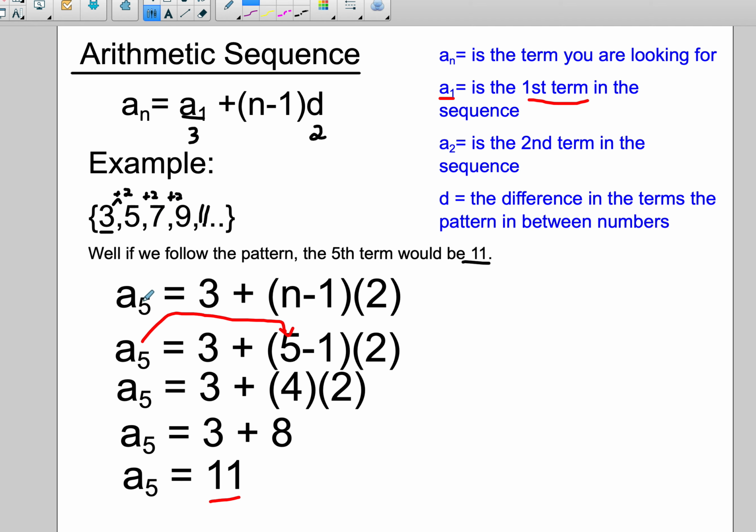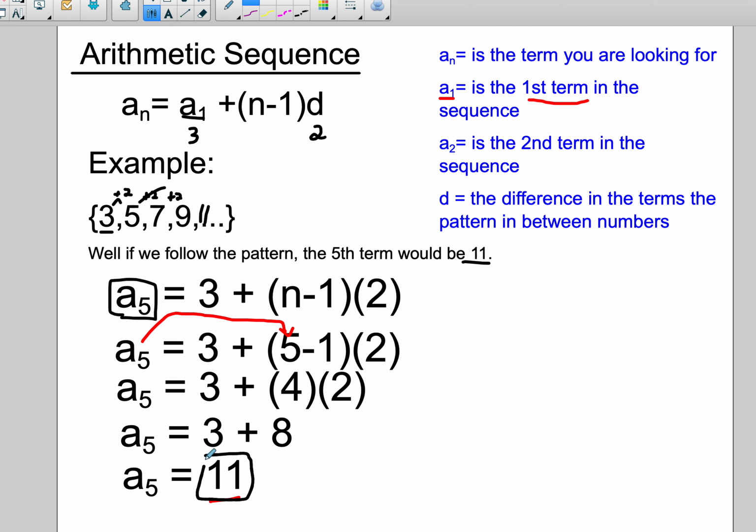So if I'm looking for the fifth term, I put my first term down plus n minus 1. Well, n is the fifth term. I'm looking for the fifth term, so I'm going to put 5 in that spot, minus 1, times 2. Well, 3 plus 4 times 2 is 3 plus 8, which ends up giving you 11.